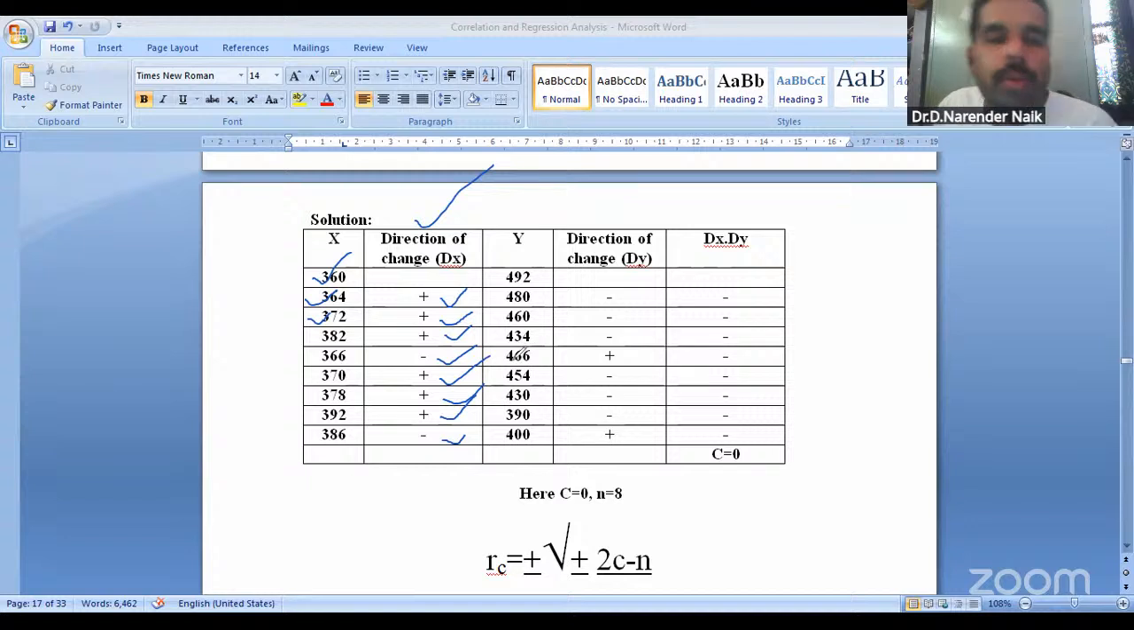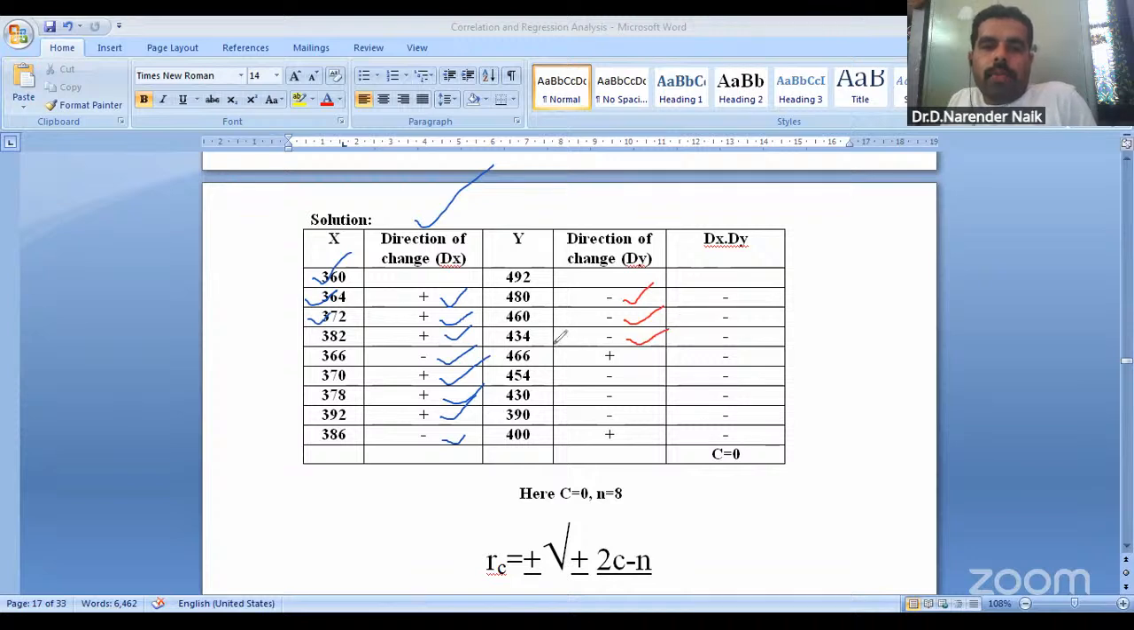Y. Okay, see direction of change dy. 492, and there is no comparison, so just leave it empty. 492, 480: value increase or decrease? Decrease, so just keep the minus sign. Then 480, 460: increase or decrease? Decrease, so minus sign. 460, 434: value decreased, minus sign.